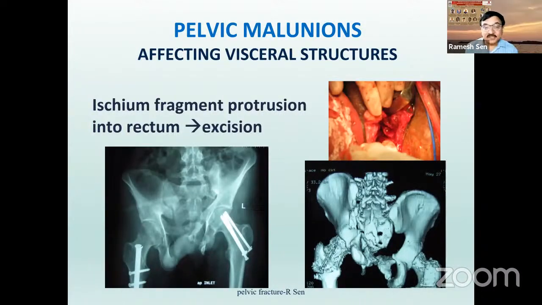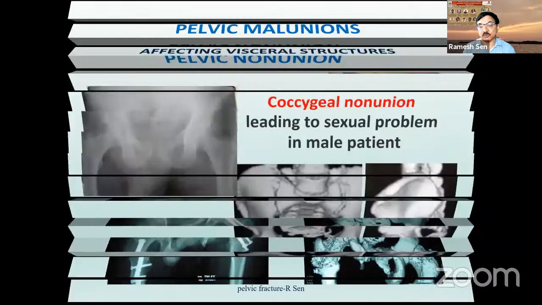Now, there could be other issues also. Here there is a patient where the ischium was actually protruding into the rectum. So the surgeon asked us to take out that part of the ischium from this area because it was protruding, so that was done.